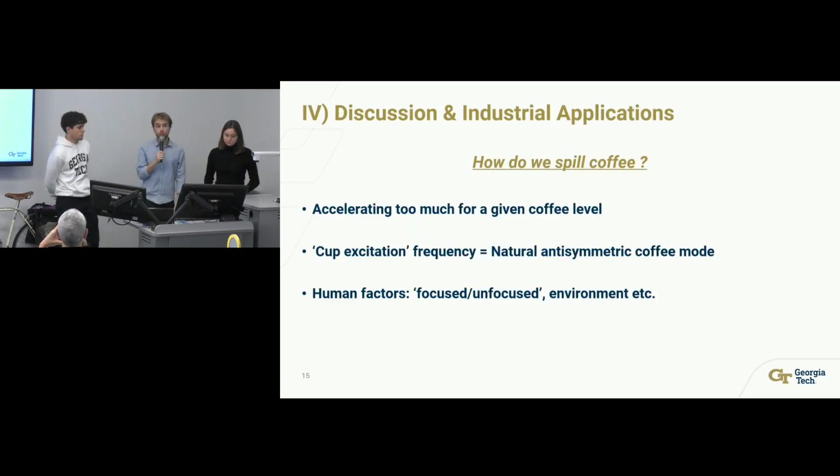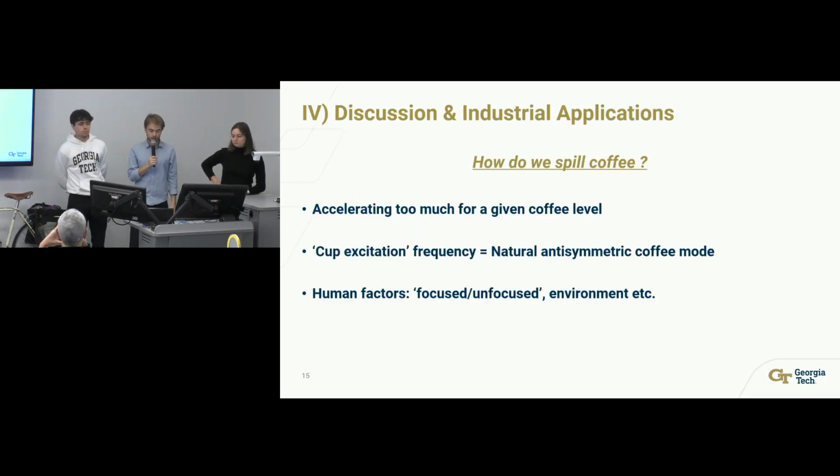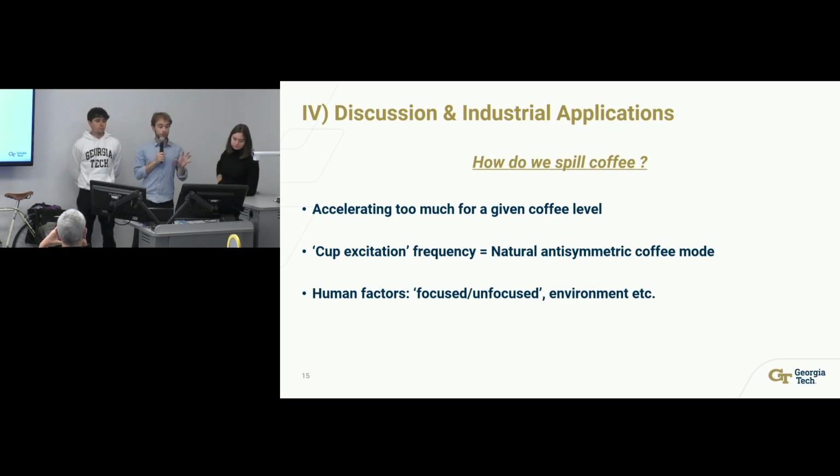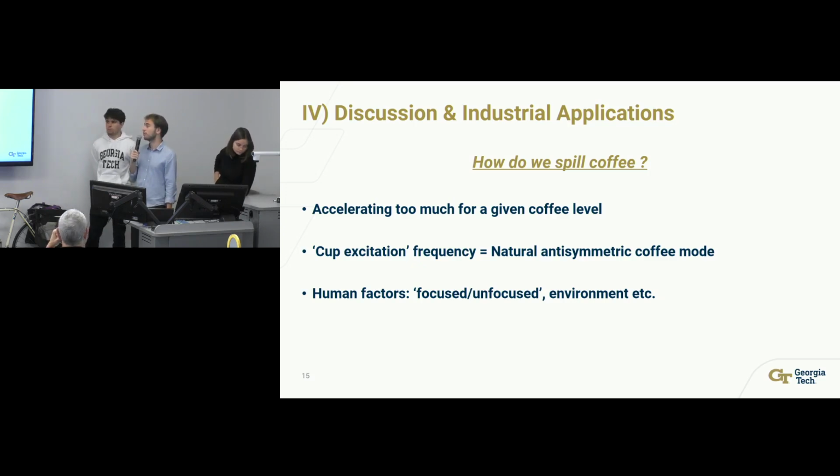So just to sum up, there are 3 main factors that make your coffee spill. First, the coffee spill acceleration. Then the resonance effect. So if your cup excitation frequency, like your footstep frequency, matches with your natural and symmetric coffee mode. And a last factor on which the paper insists, which is the human factor. So if you are focused or unfocused when you are walking with your cup of coffee, then your coffee can spill. And of course, the environment that can disturb you.